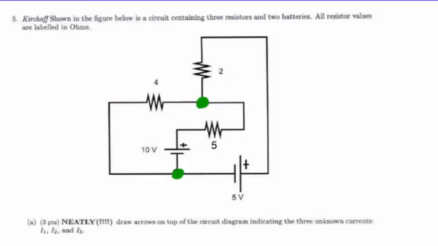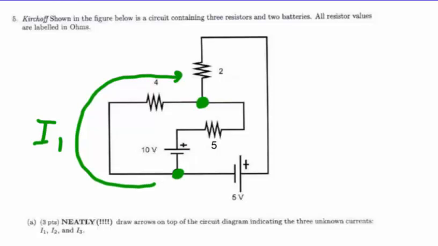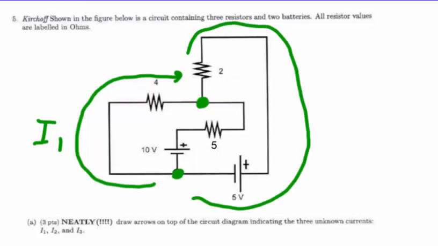names and their directions. The first current I'm going to place over here, and we'll call this one I1. The second current I'm going to run this way, and we're going to call that one I2. And finally, for the third current, I'm going to run it this way, and we'll call that one I3.